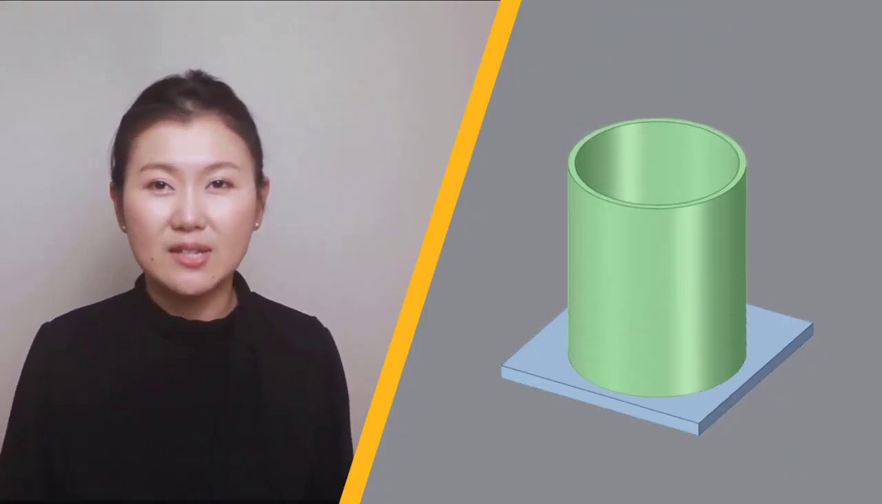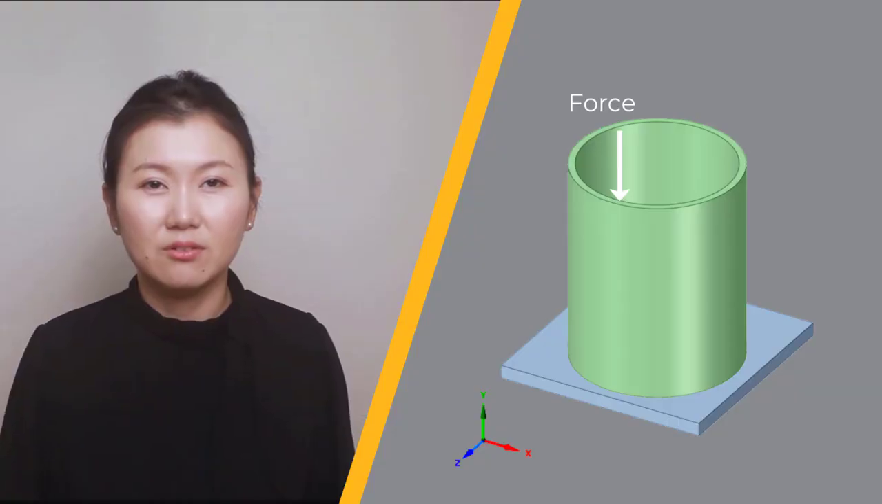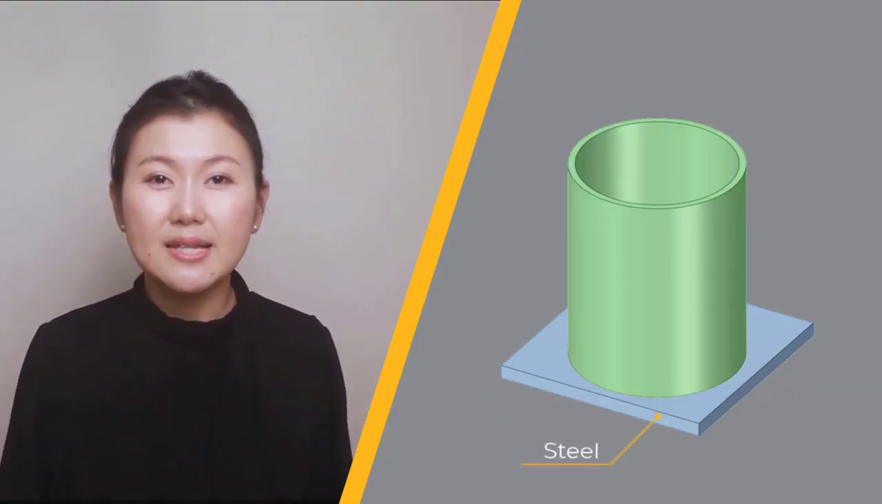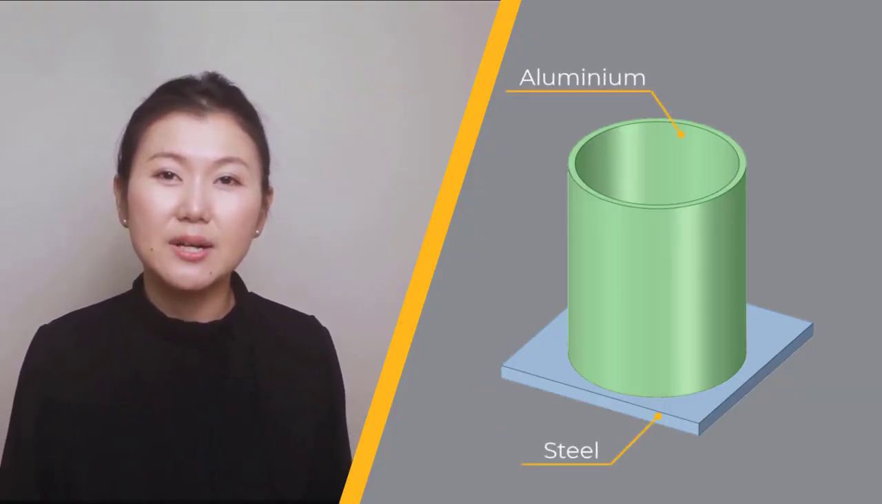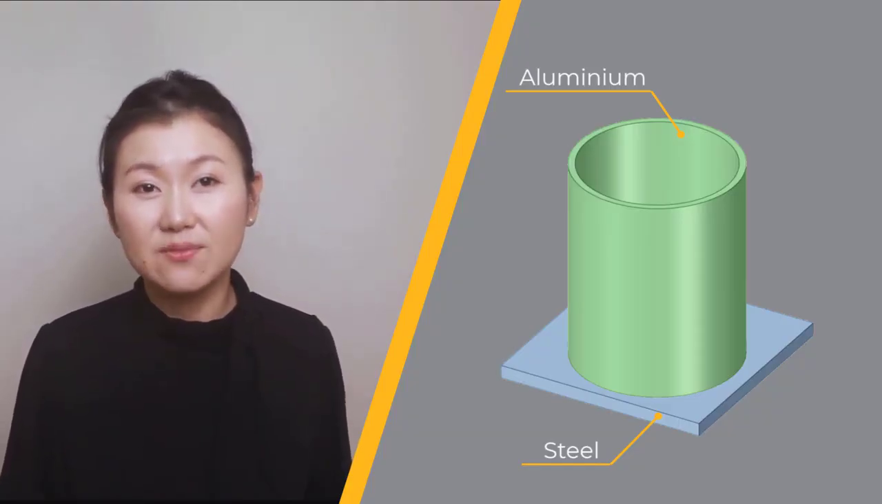On the top surface of the cylinder, a force is applied to a section of the area in the negative y direction. For materials in this model, the base is made of steel and the cylinder is made of aluminum. Because of this, we know that the base is much stiffer than the cylinder.